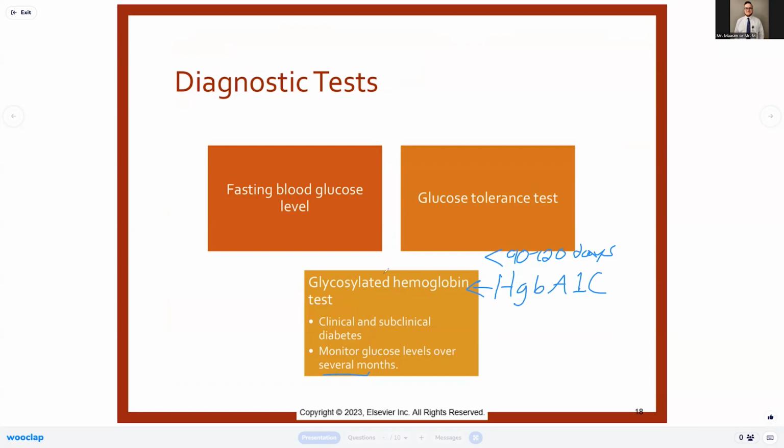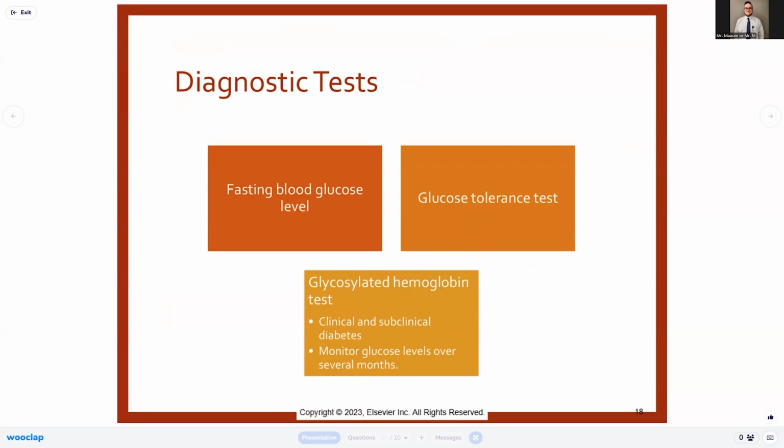You can call someone pre-diabetic if it's 5.5 to like 6.4, and then 6.5 and above is considered you have diabetes, whether that's type 1 or type 2, that would depend. But for you guys, for this stage, just know what hemoglobin A1C is measuring, that this is a main diagnostic test for diabetes mellitus. That's what you need to know there.